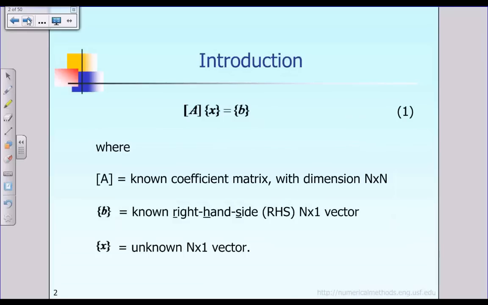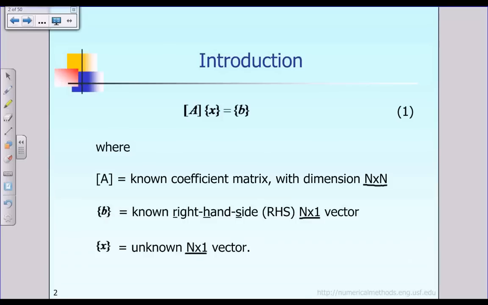In this topic, we would like to solve the system of linear equations shown in equation 1, which can be represented in matrix notation as AX equals B. In equation 1, the matrix A is called the known coefficient matrix, and it is a square matrix with dimension n by n. The vector B is a known right-hand side vector with dimension n by 1. And the vector X is the unknown vector, which has dimension n by 1.